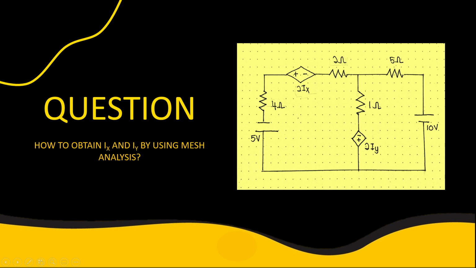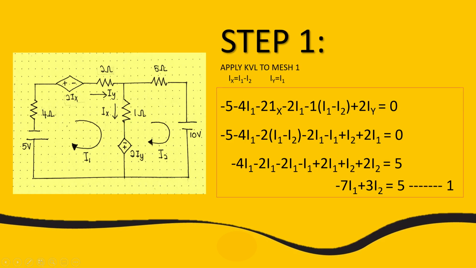mesh analysis method. First thing first, we need to identify I1 and I2 in this circuit, where I1 is located at the left side of the circuit and I2 is at the right side. And as we can see, the Ix is located at the middle where I1 is flowing downwards through Ix and I2 is flowing upwards through Ix. From this, we can conclude that Ix is equal to I1 minus I2.